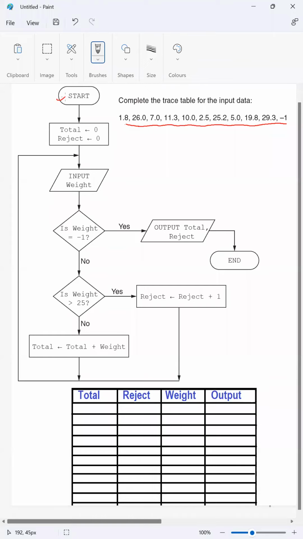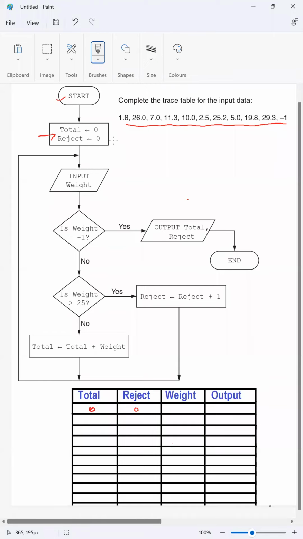This is where the flowchart starts, and we can see that the next step is this box here. And what are we doing here? We're setting the value of total to 0. So I'm going to set the value of total to 0, and then we are also setting the value of reject to 0. So I'm going to fill this up with 0 also. Total and reject have both been set to 0.